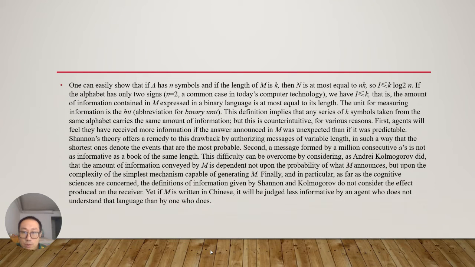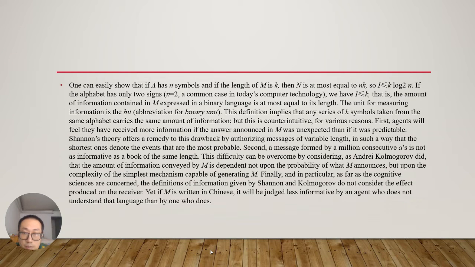One can easily show that if A has n symbols, and if the length of M is k, then n is at most equal to n^k, so I is less than or equal to k times log base 2 of n. If the alphabet has only 2 signs, that is, n equals 2, a common case in today's computer technology, we have I is less than or equal to k.